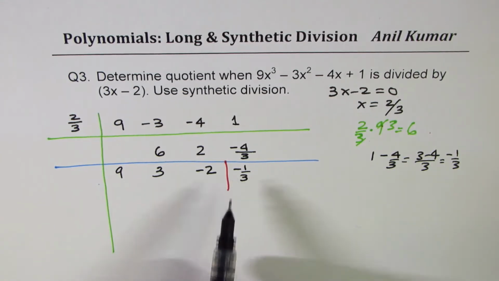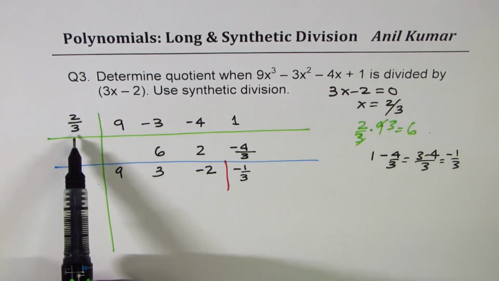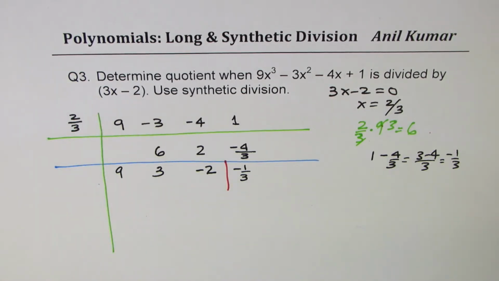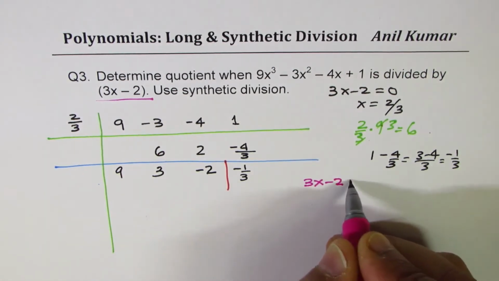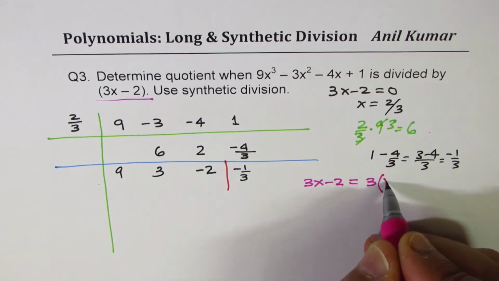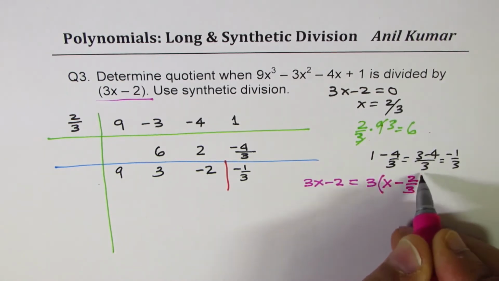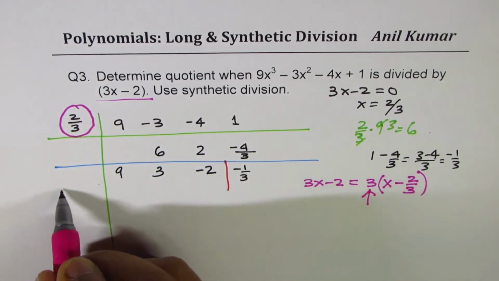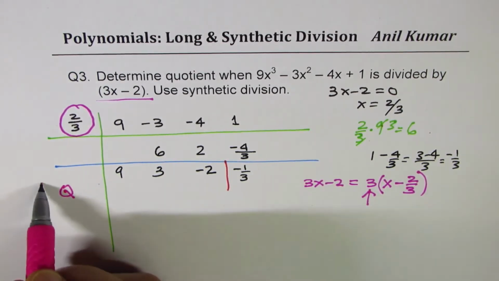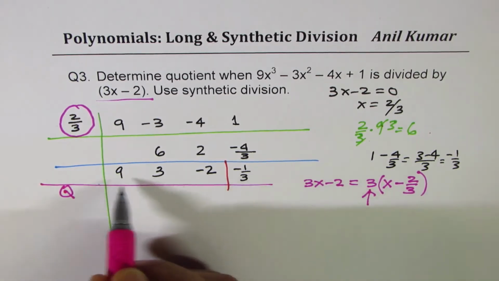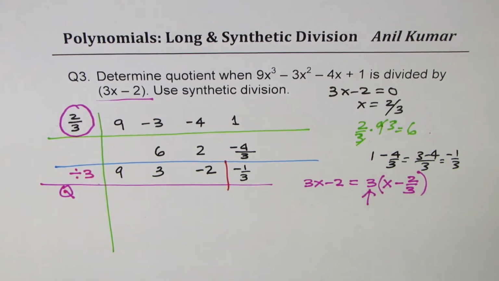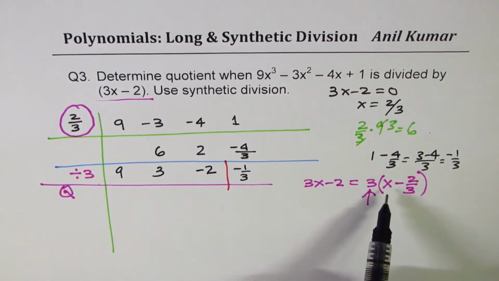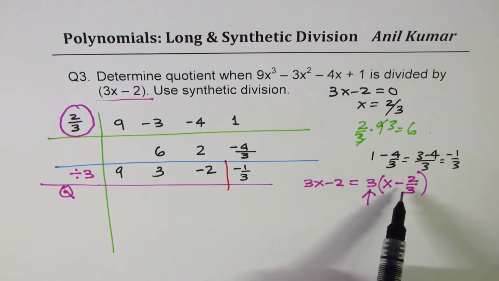Now it is important to note that you actually divide by 2 over 3. So let's look into the divisor. It is 3x minus 2. So what you did was, you took 3 common, you're left with x minus 2 over 3. And that is this 2 over 3. You did not divide by 3. Do you understand? Correct? So we'll write the quotient as, you have to divide all these numbers by 3, because of this 3. You get my idea? Because we have used the factor x minus 2 over 3, not 3 times.